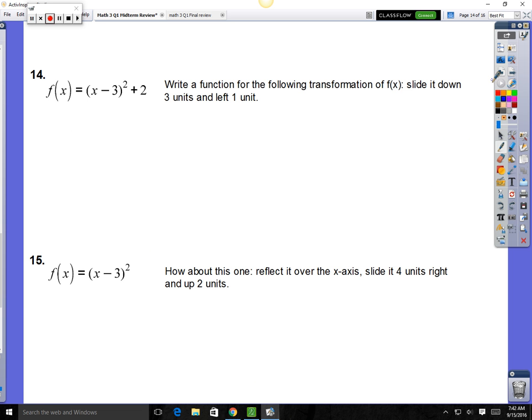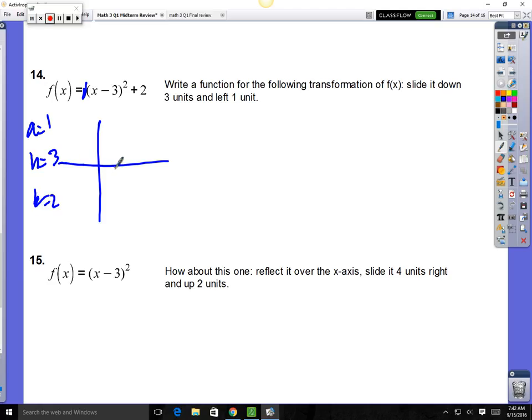14. Write a function for the following transformation. So this is f of x. Slide it down 3 times and left 1. So if you graph this, x minus 3, your a is 1, h is 3, and k is 2.